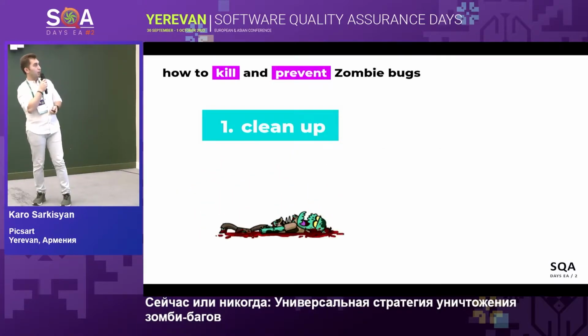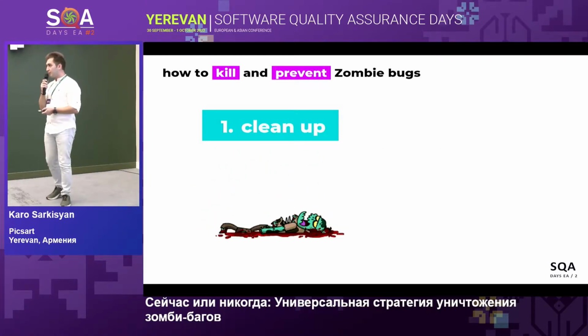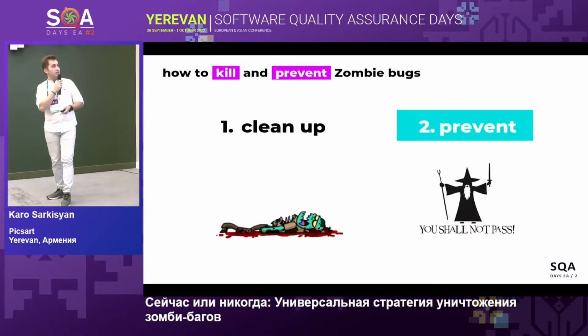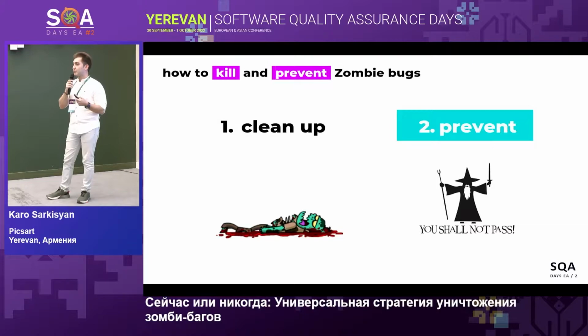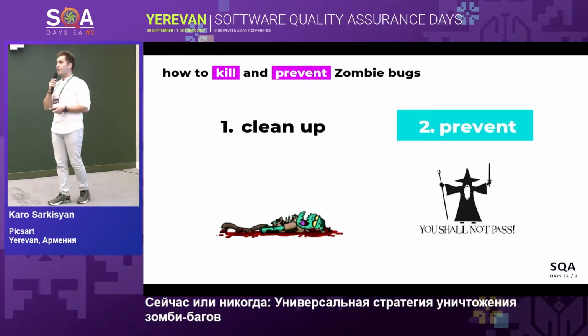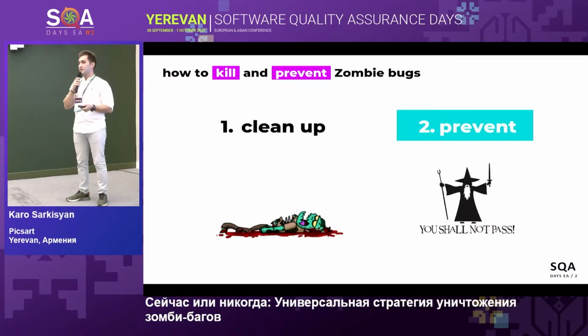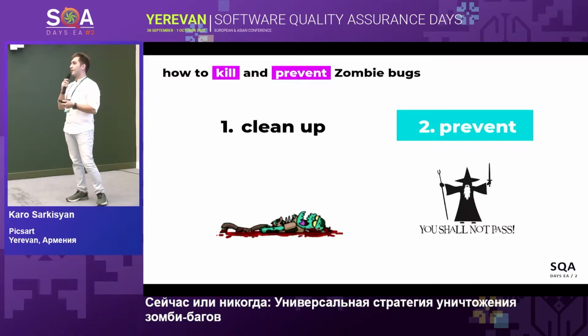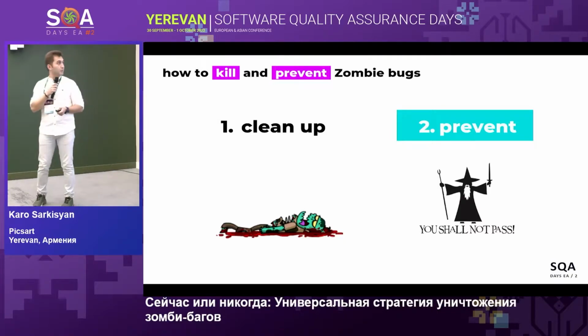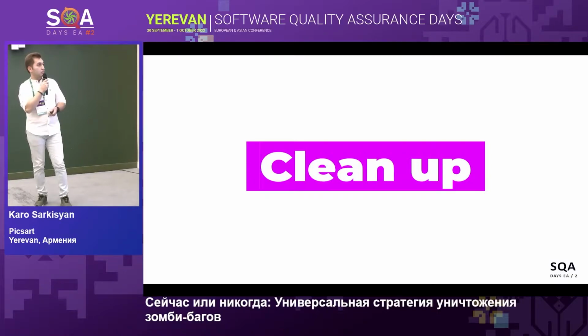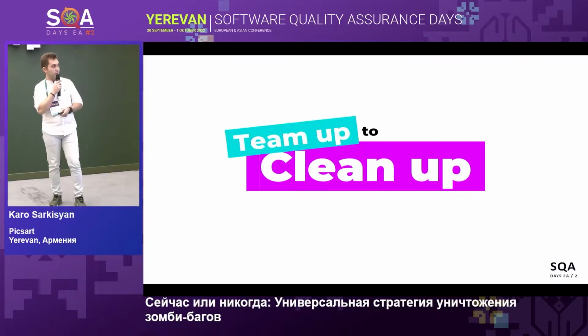First, we started with the cleanup process. Second, we need to think about some preventing actions, because if you do a cleanup process once, after some months you will face the same problems again. So having preventing actions is very important. Let's start with the cleanup process.